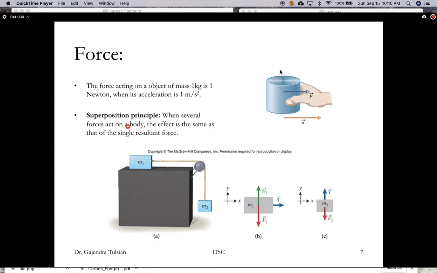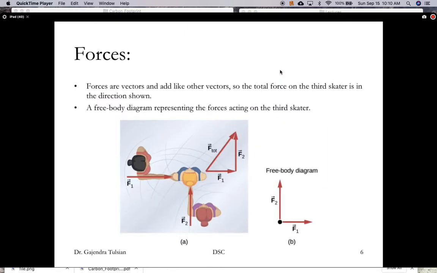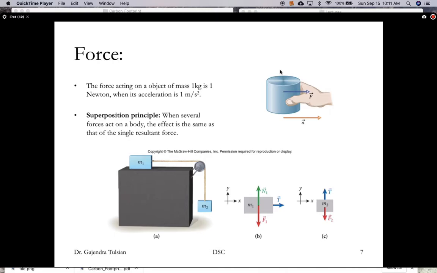All right, the superposition principle states the following. When several forces act on an object, the effect is the same as that of a single resultant force. What that means is, on this person, if there are multiple forces acting on her, the result on her motion would be the same whether it was these two forces or this single force acting on her. So that's the statement of the superposition principle.